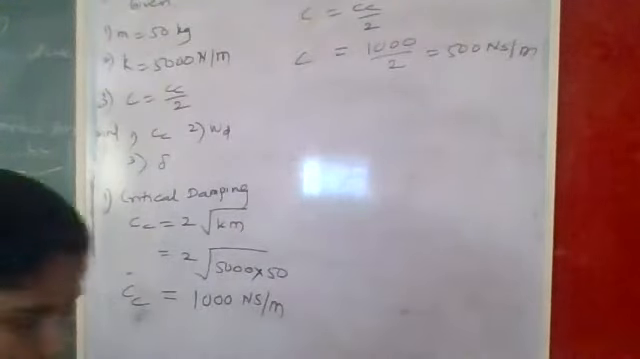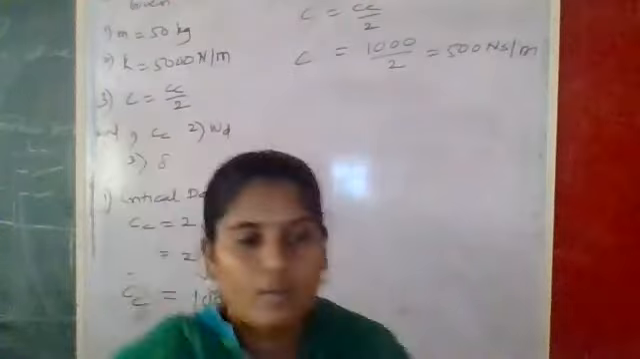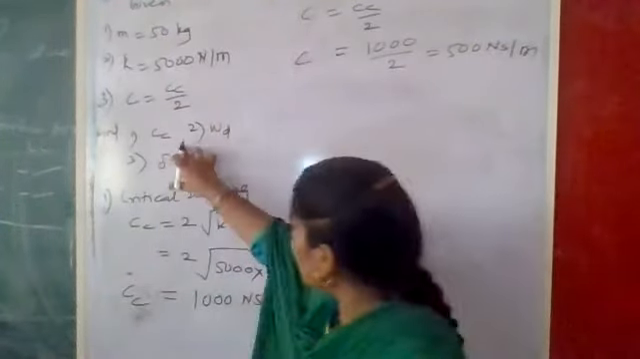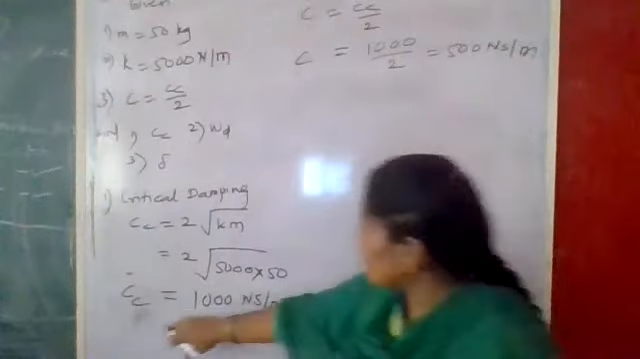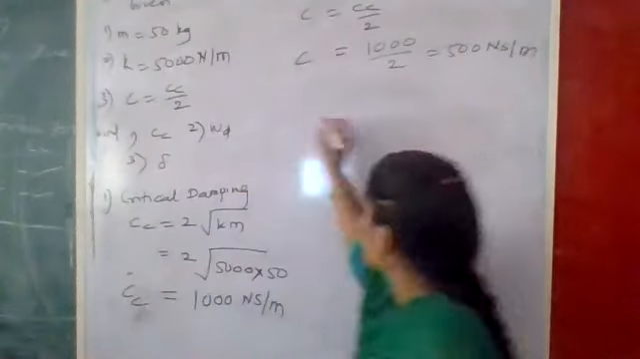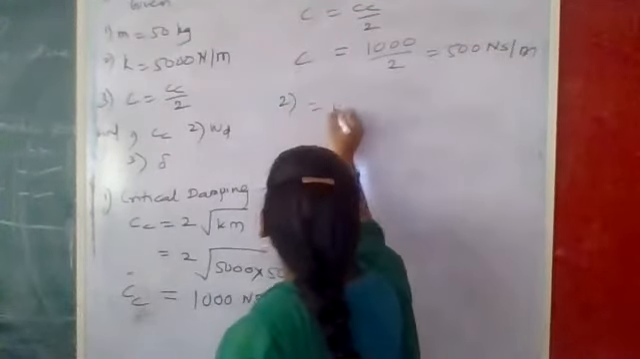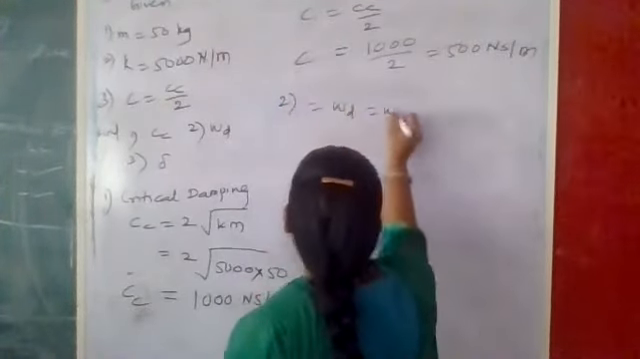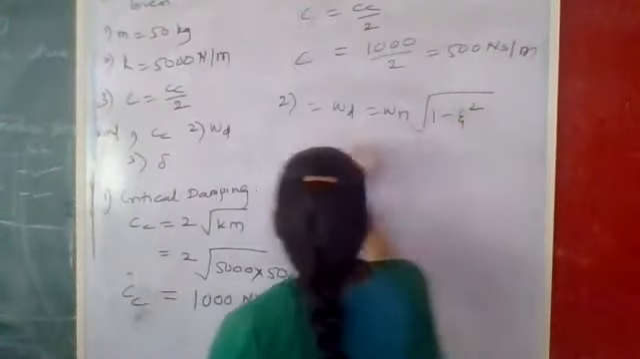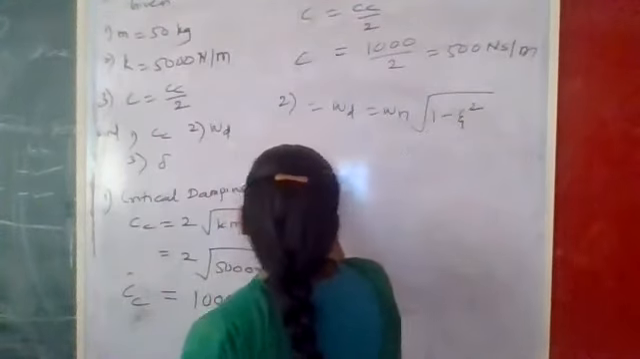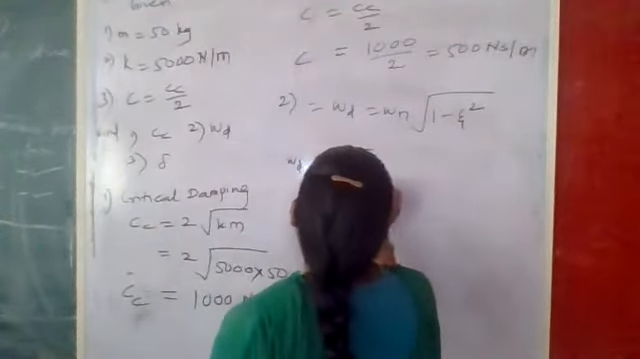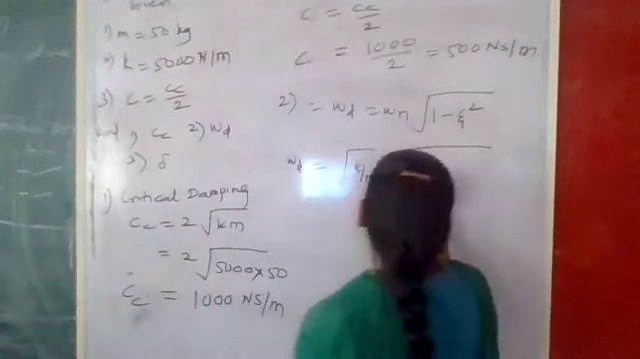Okay, next point. What do we have to calculate? We have Cc already. Now we have to calculate omega d. How to calculate this omega d? What is the formula of omega d? Omega d is equal to omega n into root of 1 minus zeta square. Omega n is root of k by m, into root of 1 minus zeta square.